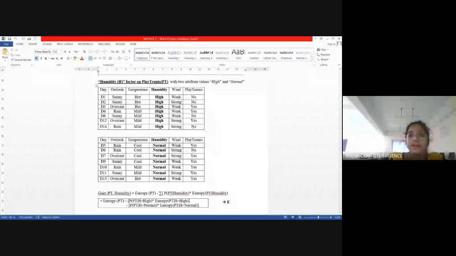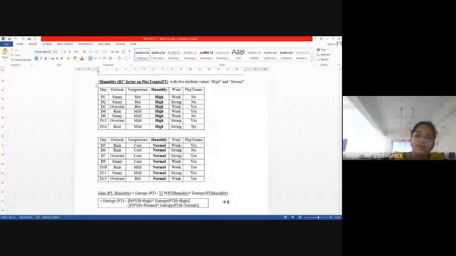So entropy of that humidity: how many negative, how many positive? 1, 2, 3, 4. I think minus 4 by 7, 7 values, no? Minus 4 by 7 into log of 4 by 7, and then minus 3 by 7 into log of 3 by 7 base 2. Now you got clarity? So this is okay, fine.